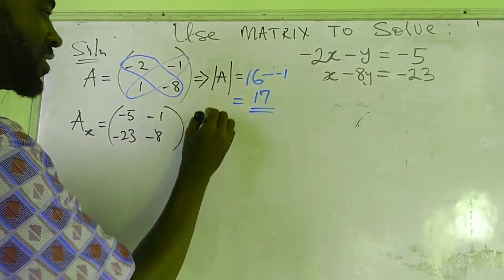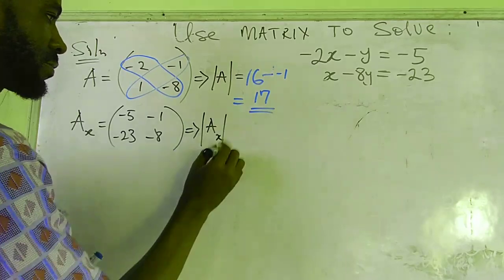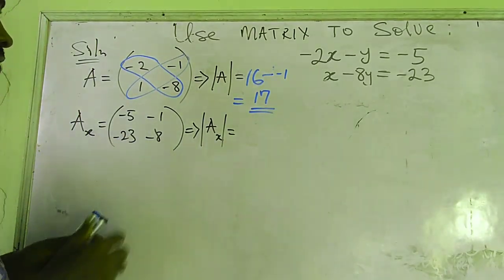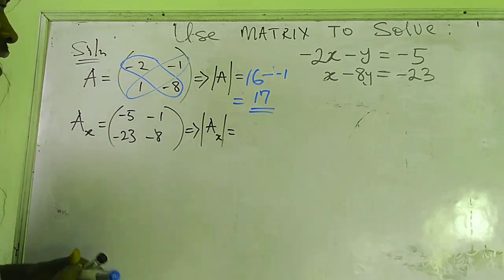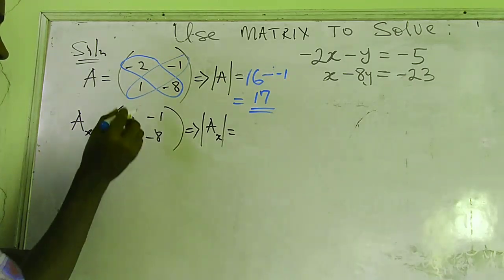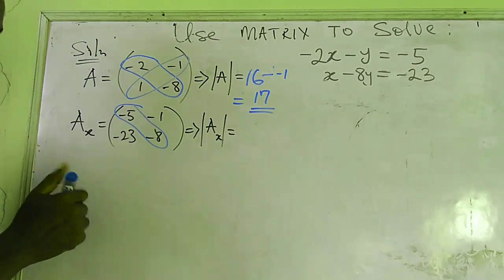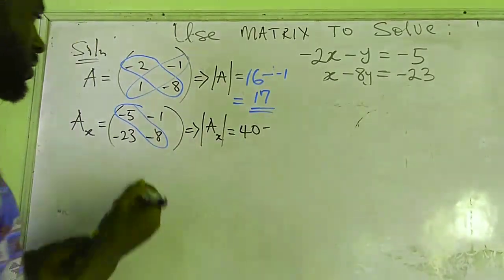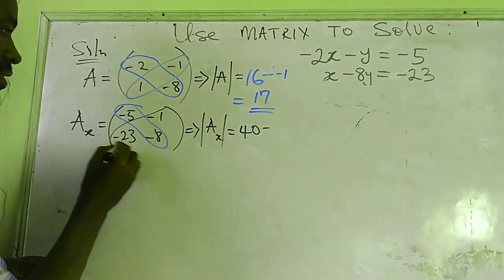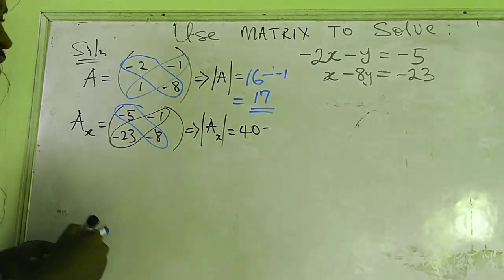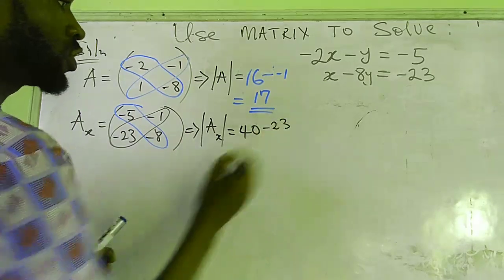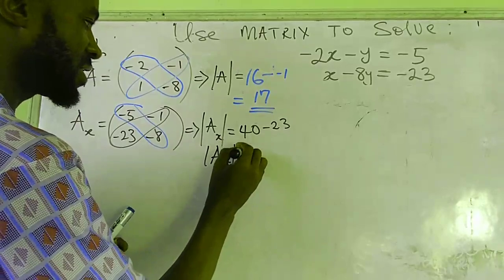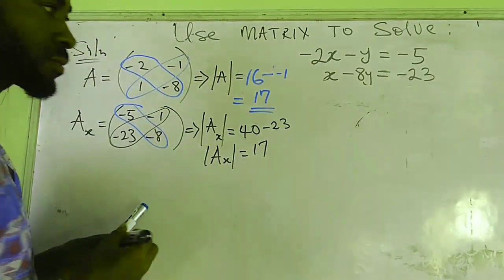Likewise, we also look for the determinant of AX. So let's get the determinant of AX now. Determinant of AX is going to be major diagonal, which is -5 times -8, and that will give me 40, minus minor diagonal, this -1 times -23, that gives me 23. So which means that I'm also having my A sub x determinant as 17.